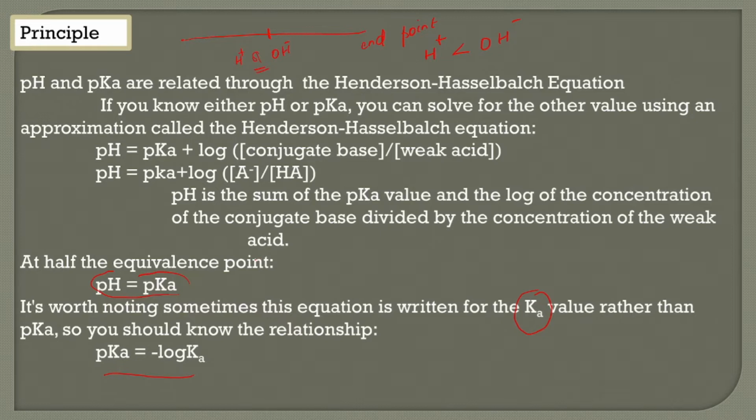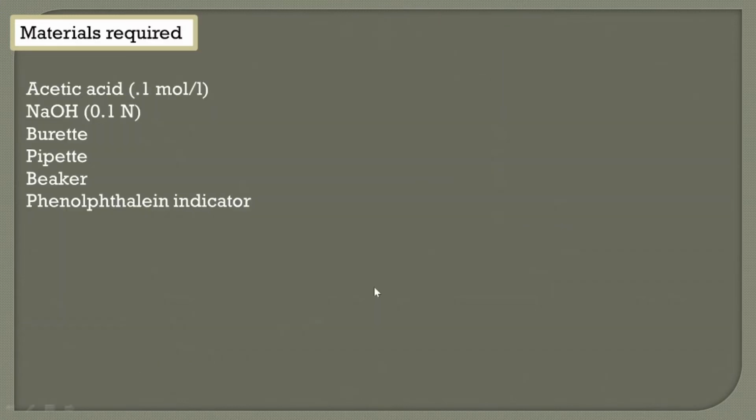Let me see the procedure. Before that, what are the materials required for this practical? Materials required are acetic acid 0.1 mole per liter, NaOH 0.1 normal, burette, pipette, beaker, and phenolphthalein indicator. Okay, let's do the practical.